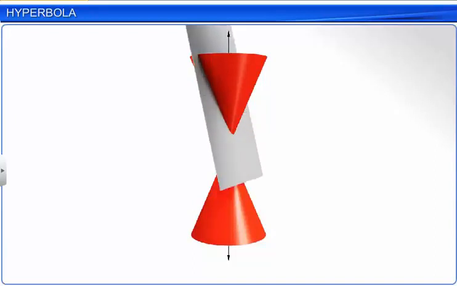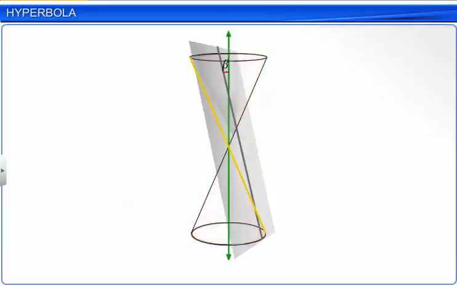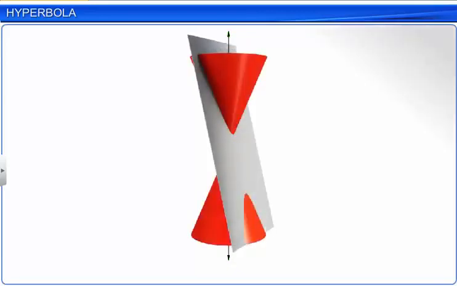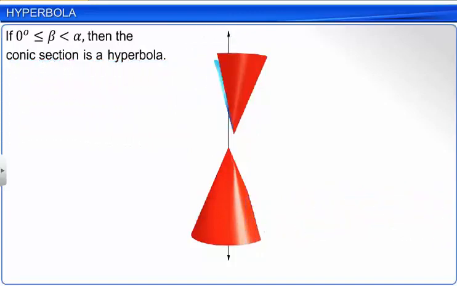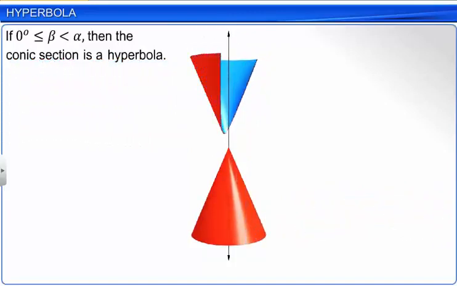You know that when a plane intersects a cone at any place other than the vertex, such that the angle beta between the plane and the axis of the cone is less than the angle alpha between the axis and the generator of the cone, and more than or equal to 0 degrees, and the plane intersects both the napes of the cone, the resulting conic section is a hyperbola.